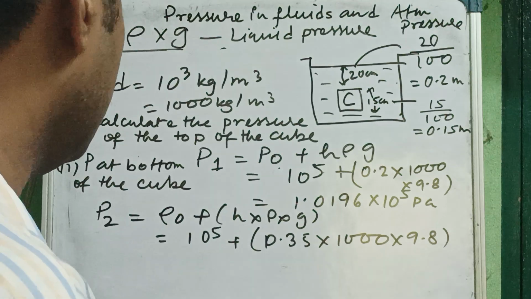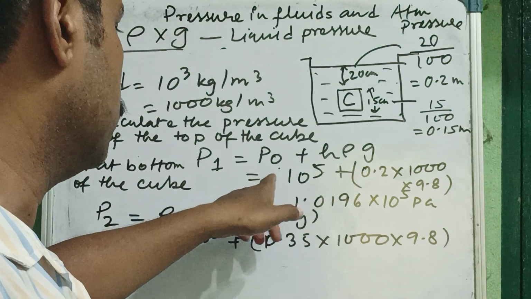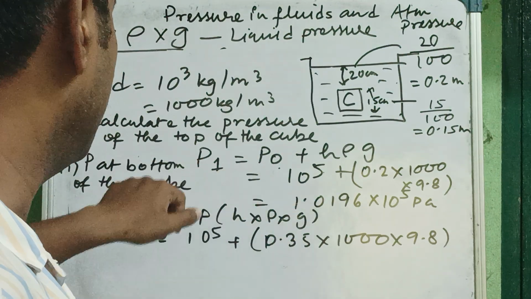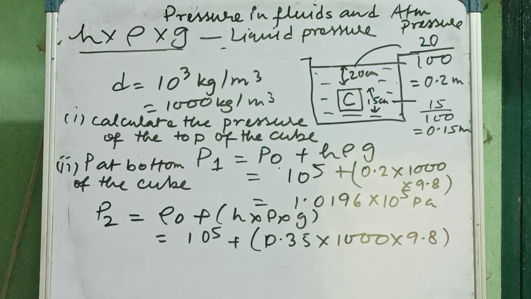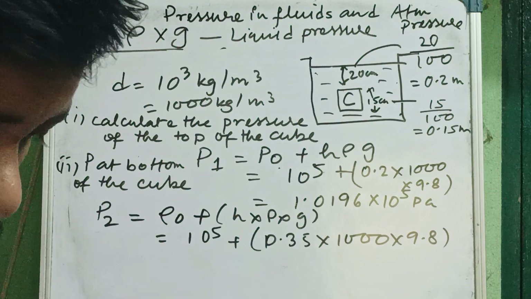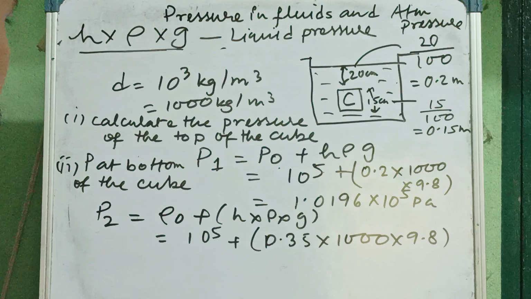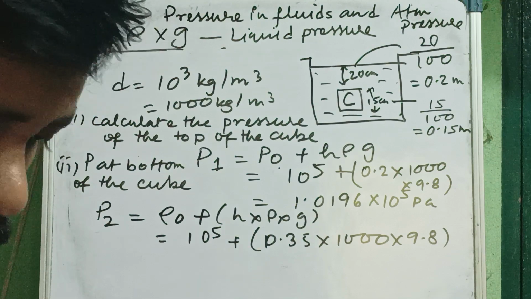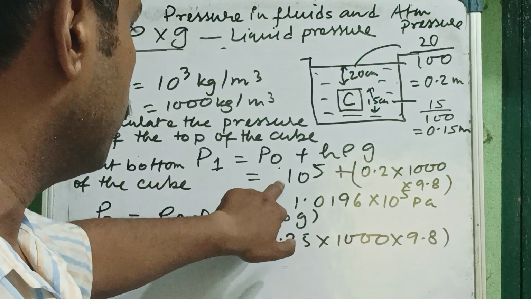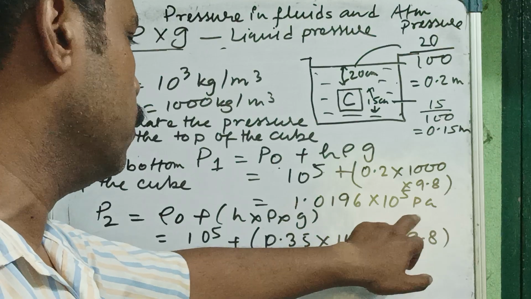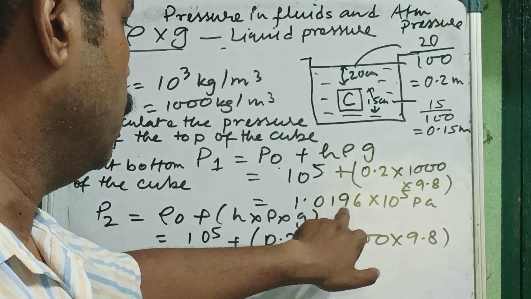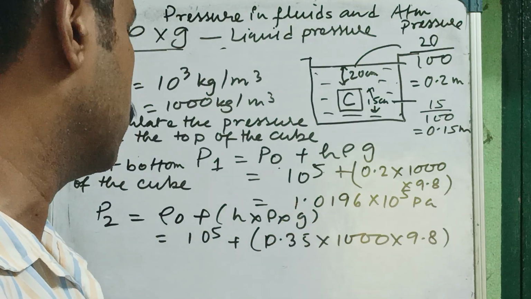Sorry, my mistake. Atmospheric pressure I have to write not 1000, but 10 to the power 5, because in the first calculations we have to calculate that 10 to the power 5 Newton per meter square is the atmospheric pressure. So 10 to the power 5 is there. Now you have to calculate by your calculator, that is 1.0196 10 to the power 5 pascals.